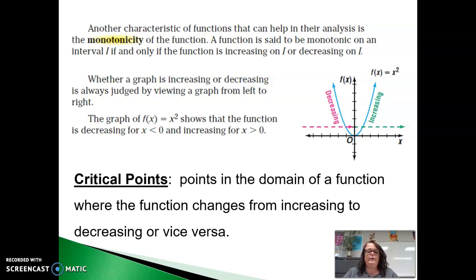So critical points are the points in the domain of a function where the function changes from increasing to decreasing or vice versa. So we kind of talked about that in section, I think it was either 1 or 2, I can't remember. And so this point at x equals 0, that's the critical point where we stop decreasing and we start increasing.